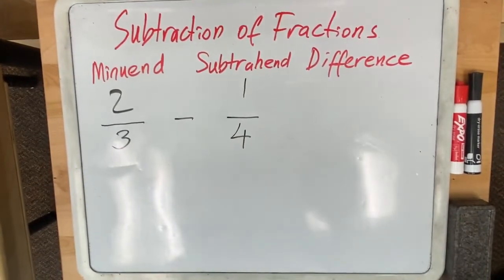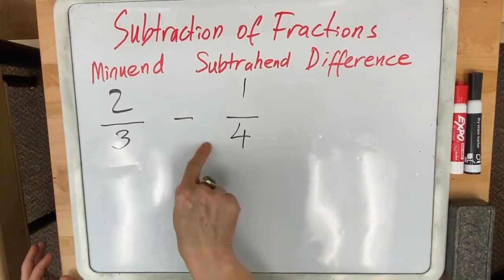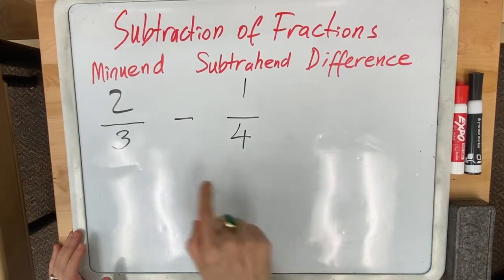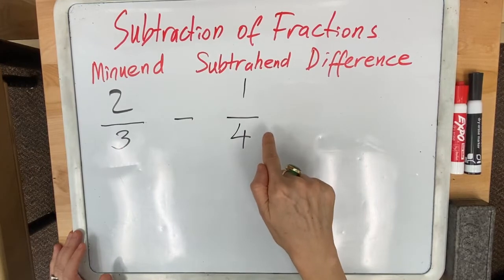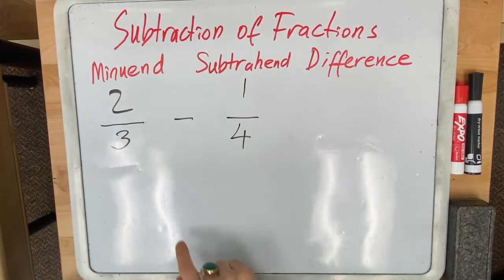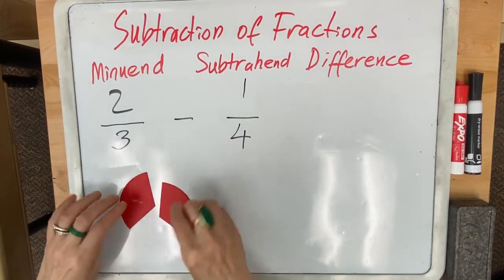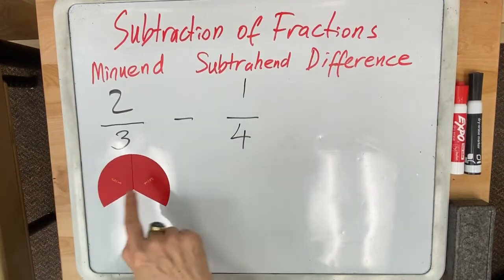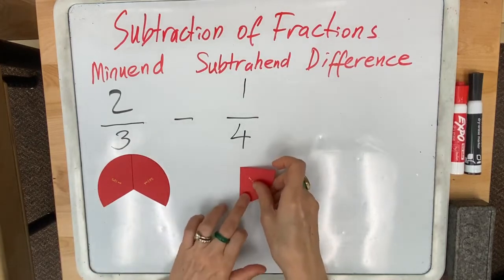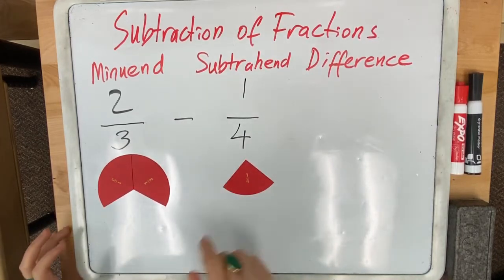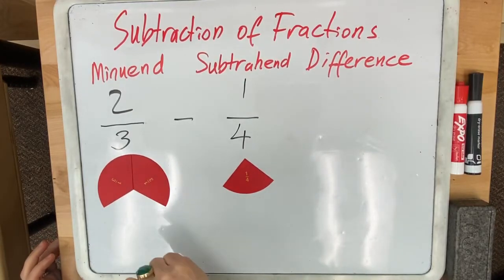Today we are going to do some more practice with the subtraction of fractions with unlike denominators. So my minuend is 2/3 and my subtrahend is 1/4. So let me put out these numbers. Here's my 2/3. And here is my 1/4. I'm going to subtract this amount from this fraction.